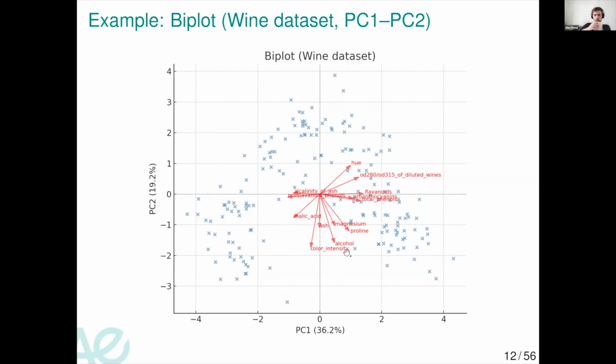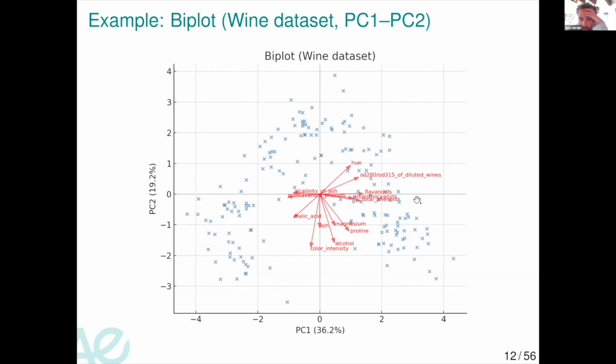where you can see that the color intensity has a very high negative importance, and it's an importance that is really linked to the alcohol variable. And you could also anticipate the location of the individuals regarding the variables.